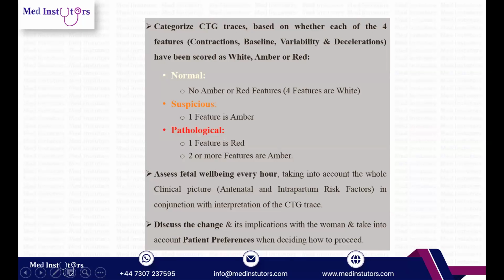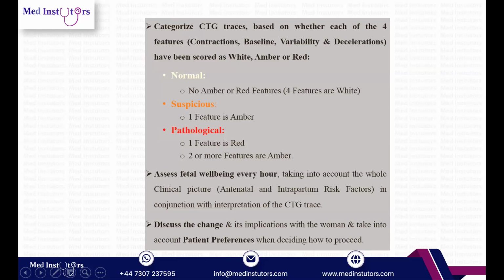What are our features? That is baseline, variability, acceleration, deceleration. Okay, and contractions as well. Then suspicious if any one feature is amber, and pathological if one feature is red or two or more features are amber. Here we have to assess fetal well-being every hour, and you have to take into consideration the whole picture. Discuss the changes and implications.